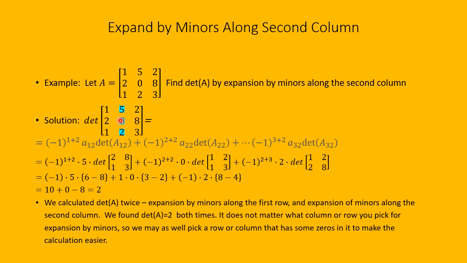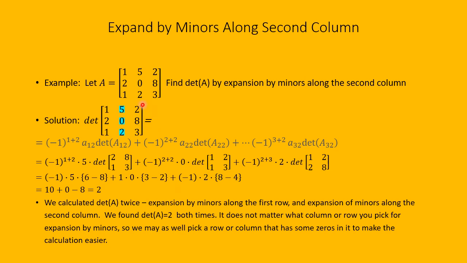We could use any row, we could use any column for our expansion, and we'll still get the same number in the end, assuming that we do our calculations correctly. So it doesn't matter when you're expanding by minors what row nor what column you choose to use.